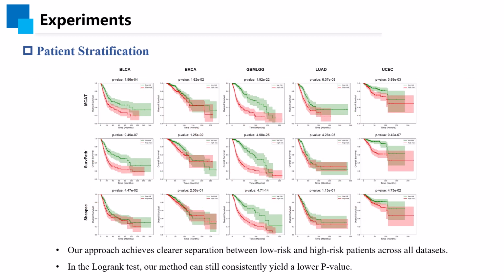We present additional results for patient stratification using competing methods, including those designed for integrating multimodal data and handling missing genomic data. Compared to these methods, our approach achieves clearer separation between low-risk and high-risk patients across all datasets. In the log-rank test, our method still consistently yields a lower p-value. These results highlight the robustness and effectiveness of our approach in accurately distinguishing patient risk groups.